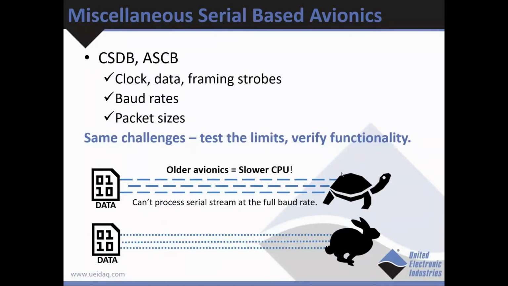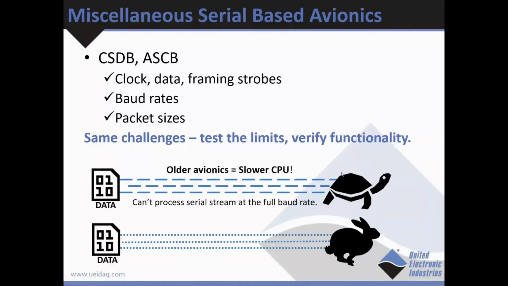Many older avionics systems are serial, RS-222, 422, or 232 based. Collins Standard Data Bus, now Commercial Standard Data Bus, is one. Avionics Standard Communication Bus, or ASCB, is another. The same challenges are present. You want to test the limits to verify functionality. Typically, you need to be able to have programmable clocks for character delay and frame delay. Baud rates and packet sizes all need to be controllable.